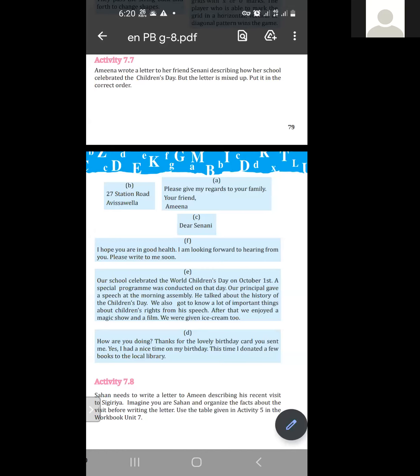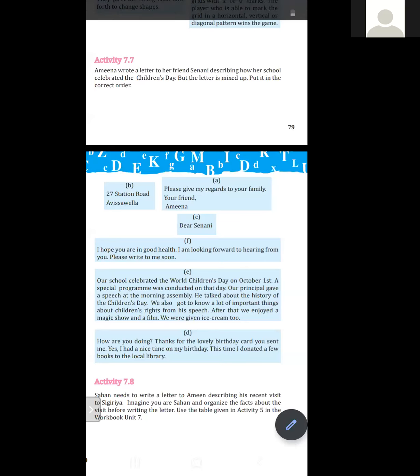Salutation னு சொல்றது. Okay, then the box F. Look at the box F. I hope you are in good health. நான் நினைக்கிறேன் நீங்க நலமாக இருக்கிறீங்கன்னு.